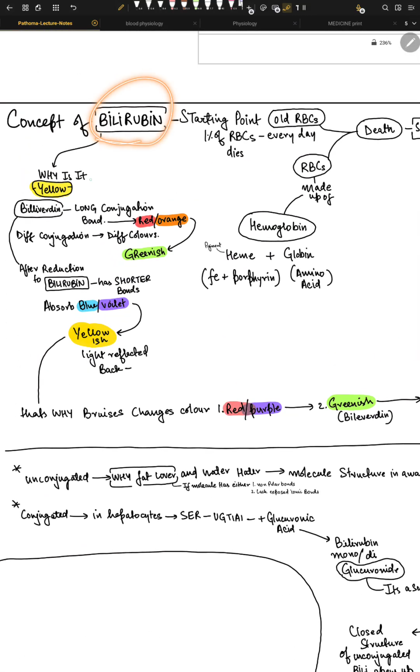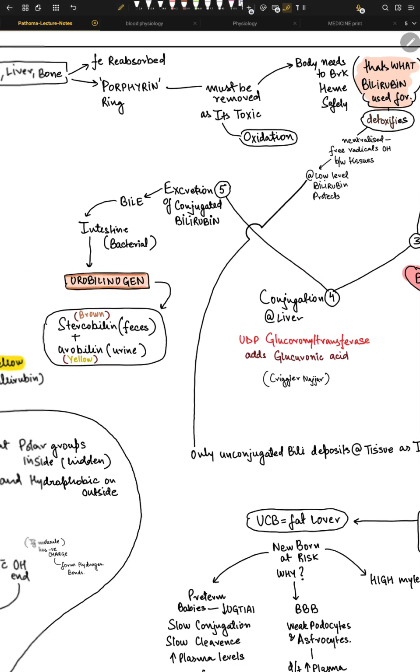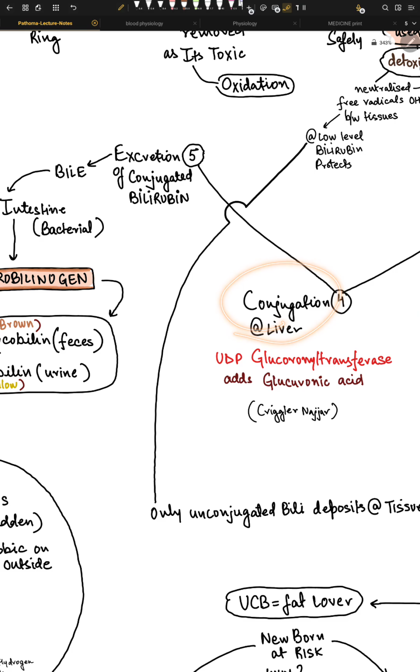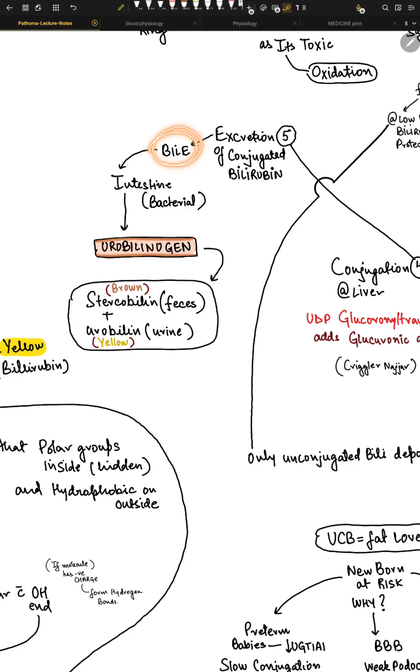And by the way, why is bilirubin yellow? I'll tell you about it. But before that, what happens after conjugation is that conjugated bilirubin is excreted with the help of bile. Bile is produced by the liver and stored in the gallbladder. And we have a lot of enzymes that can contract the gallbladder, and then we have release of bile.